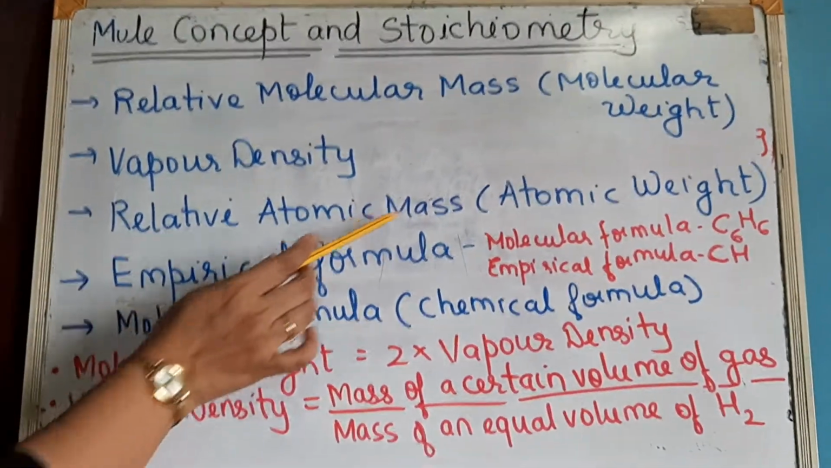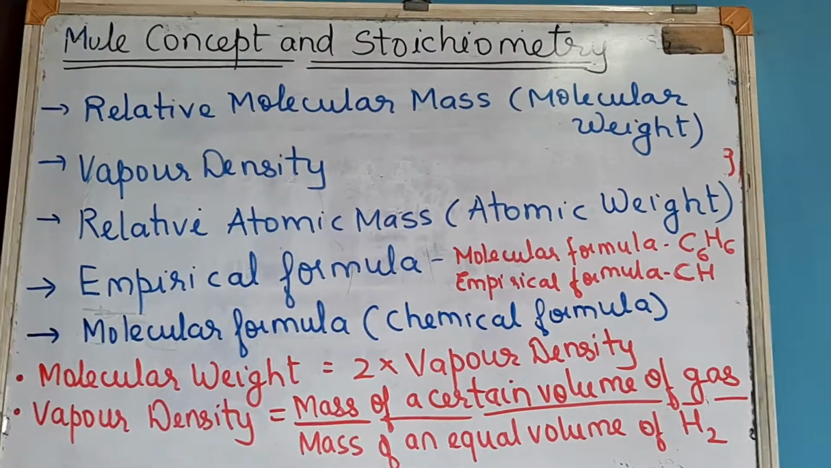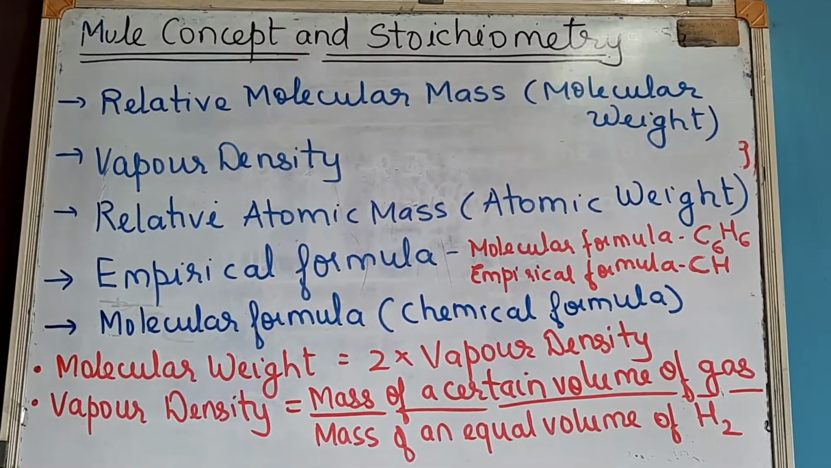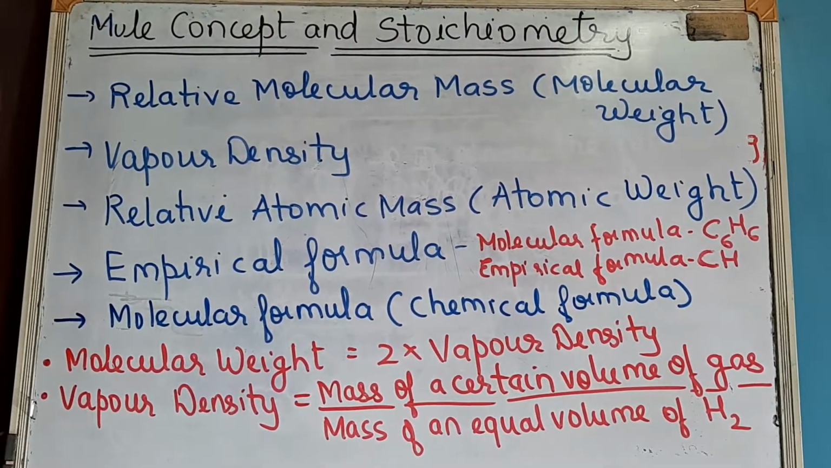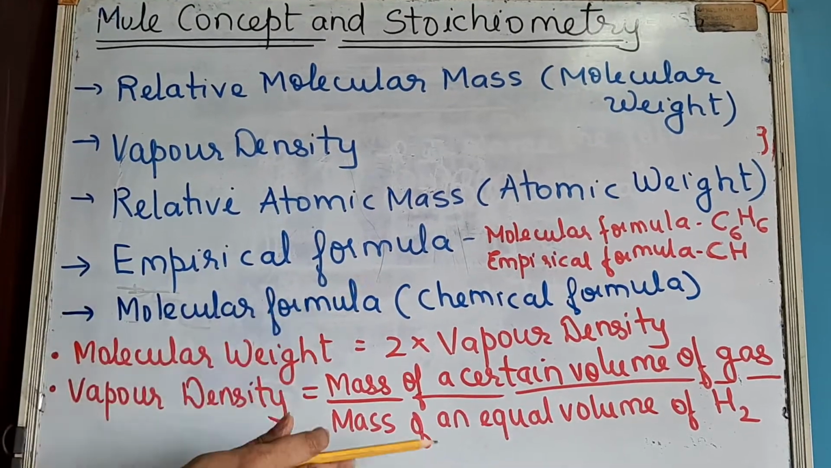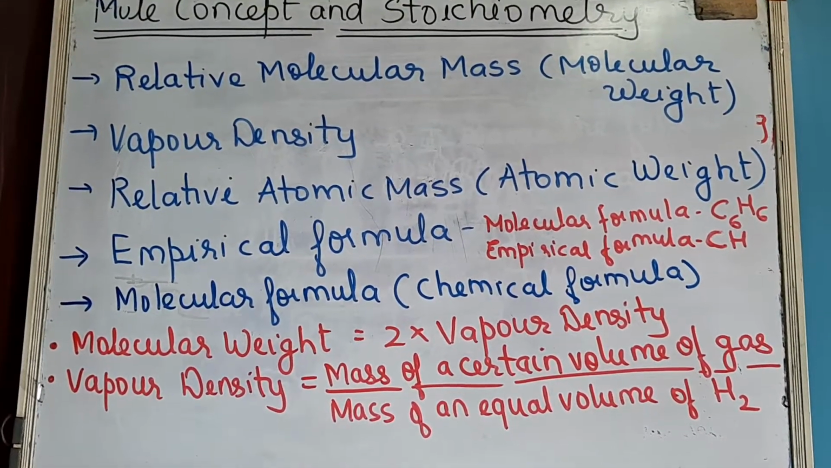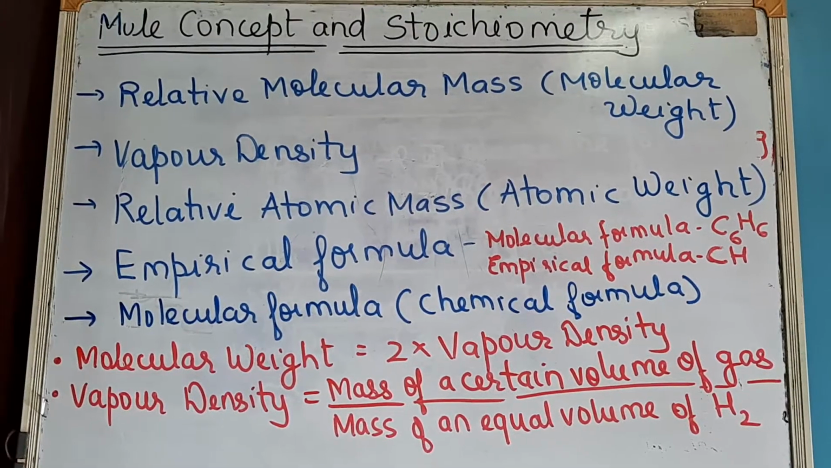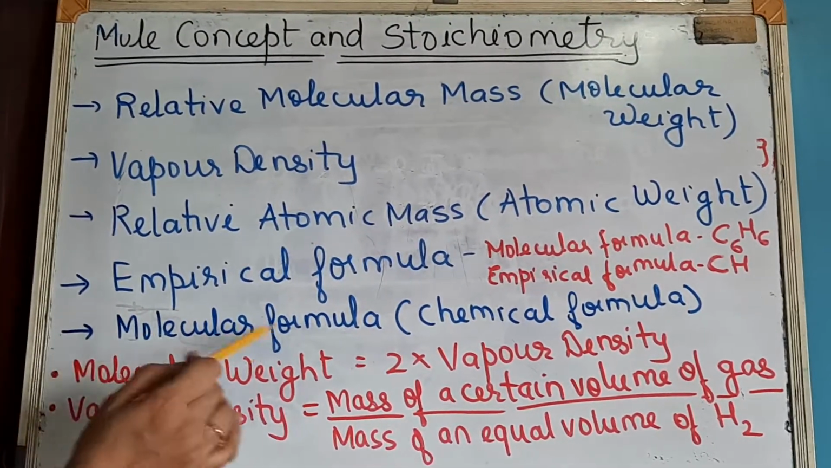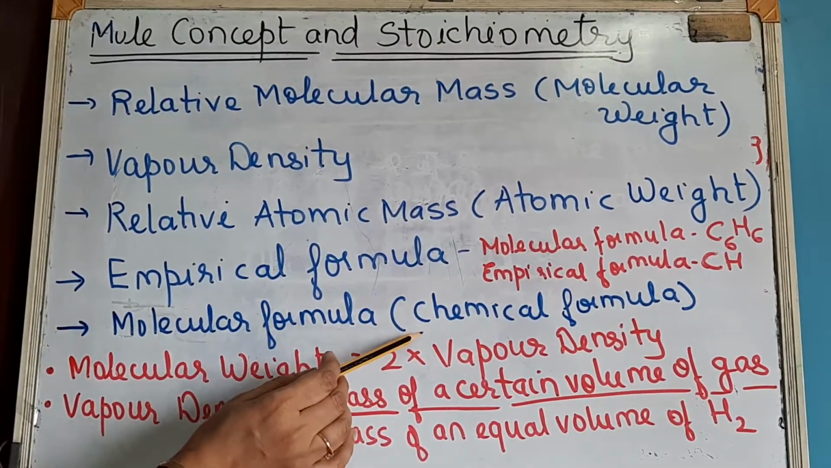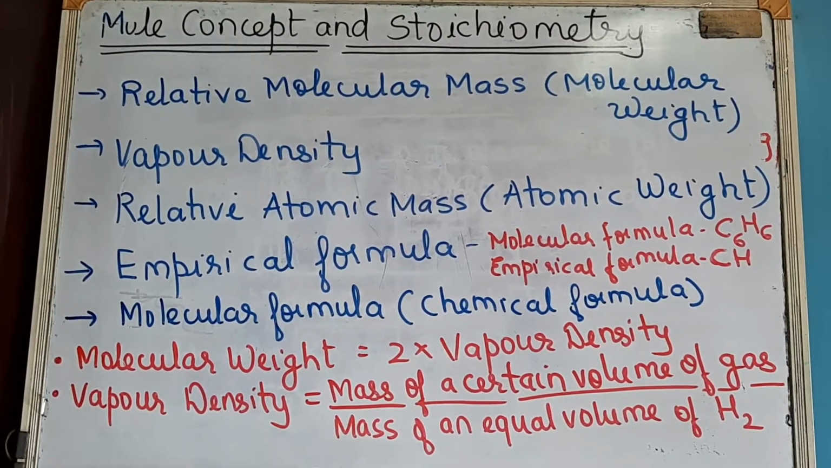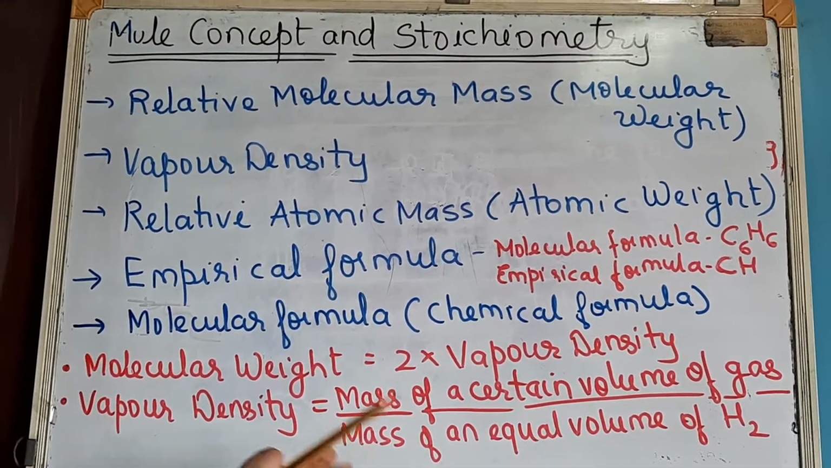Relative atomic mass, also known as atomic weight, is the number of times one atom of the element is heavier than 1/12 the mass of an atom of carbon isotope C12. Empirical formula is a formula which represents the simplest whole number ratio of the atoms of various elements present in one molecule of that compound. And molecular formula, also known as chemical formula, represents the actual number of atoms of various elements present in one molecule of that compound.